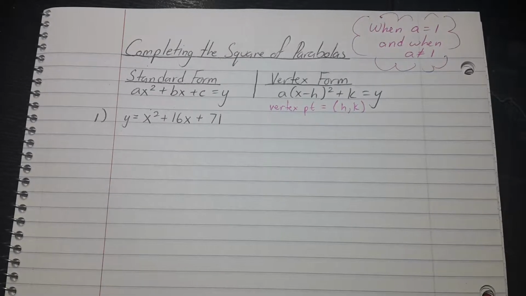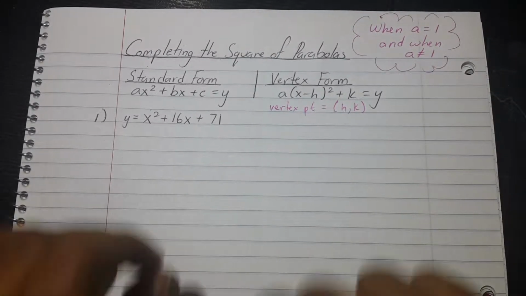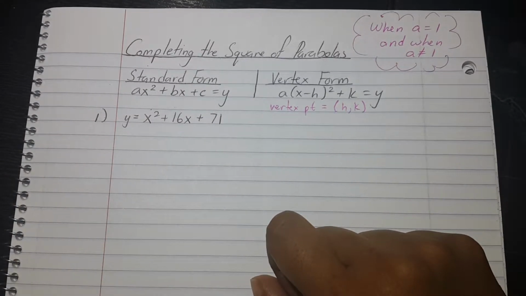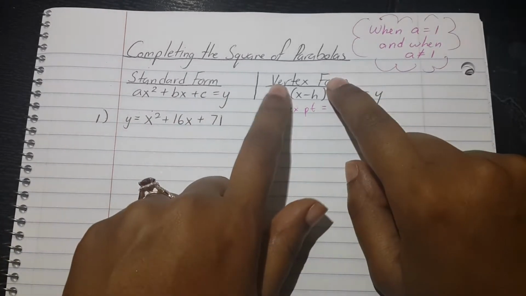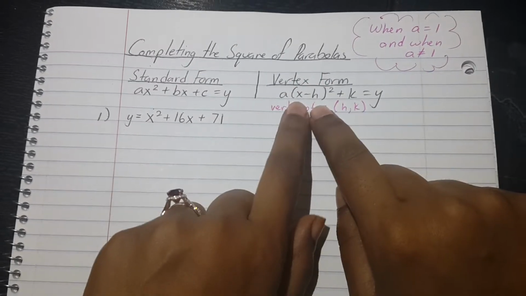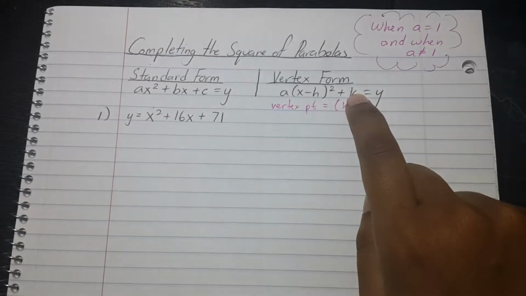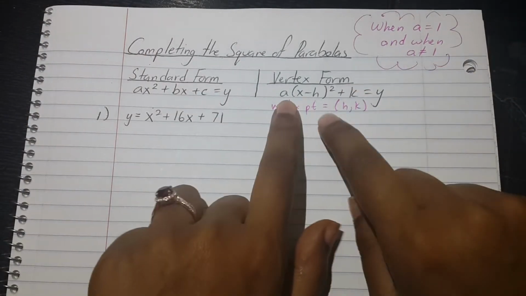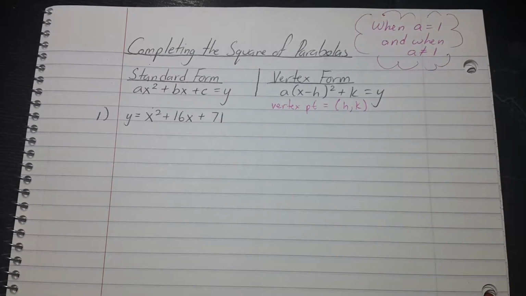Hey guys, so today we're going to cover completing the squares of parabolas, both when a equals 1 and when a doesn't equal 1. And I just want to emphasize that when we have different forms of parabolas, the most common ones are its standard form, ax squared plus bx plus c equals y, and then its vertex form. So that's a parentheses x minus h squared plus k equals y. And the h and k, if you remember from the equation of a circle, represents a specific point. In this case, this represents the vertex point of the parabola, which is that turning point that we'll see later.